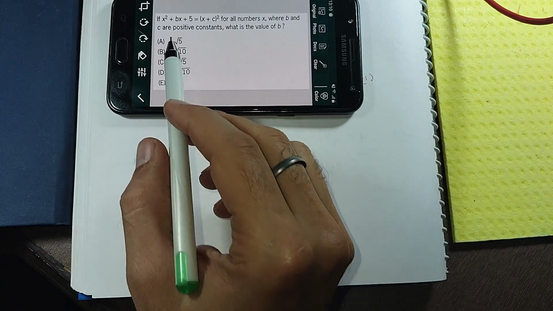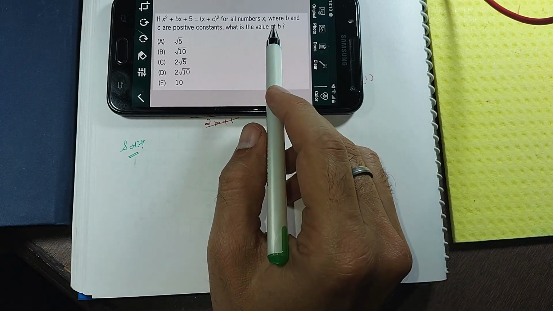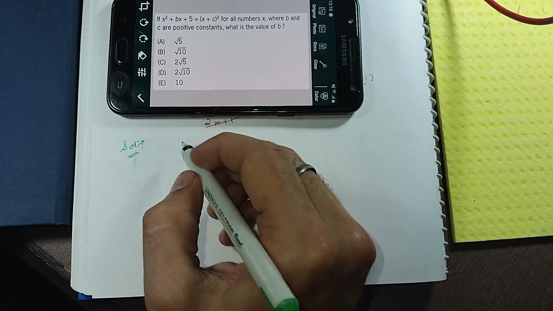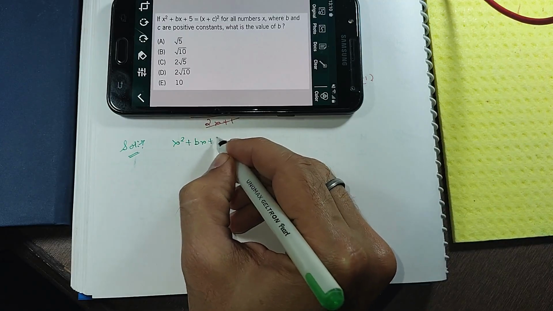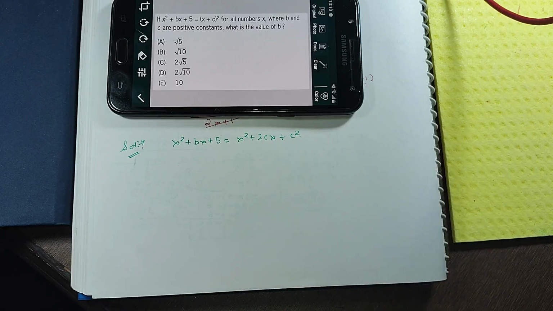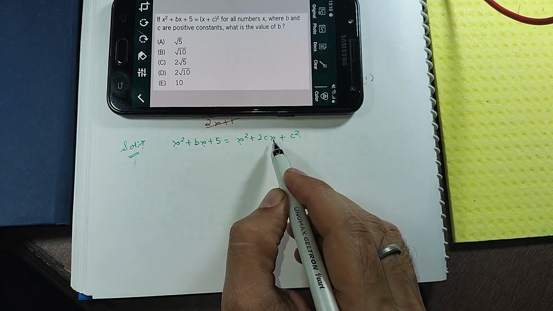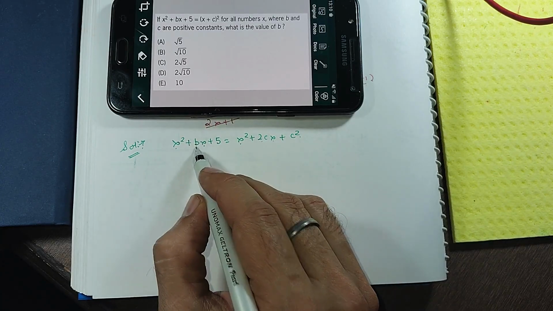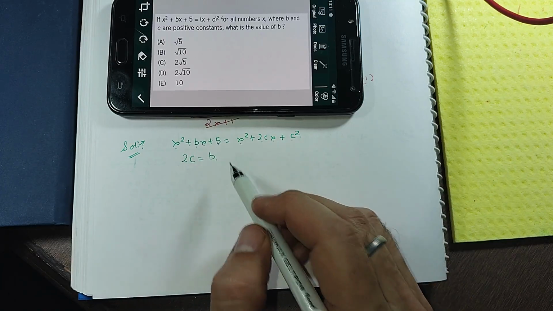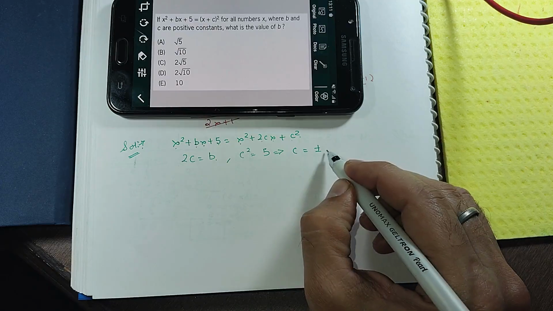If x square plus bx plus 5 is equal to (x plus c) whole square for all numbers x, where b and c are positive constants, what is the value of b? So x square plus bx plus 5 is equal to x square plus 2cx plus c square, right? Now comparing this, the coefficient of x on the two sides is 2c and b, so 2c is equal to b, and c square should be equal to 5. From this we come to know that c will be equal to plus or minus root 5.